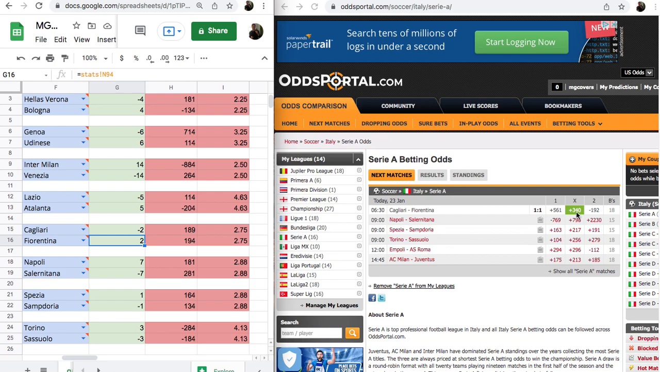The draw line was plus 340, a really bad line on the sportsbook, but when you actually look at my line, both teams were relatively even.